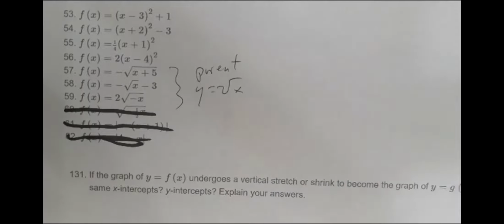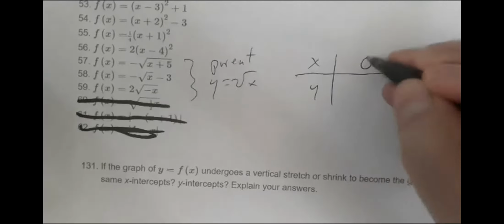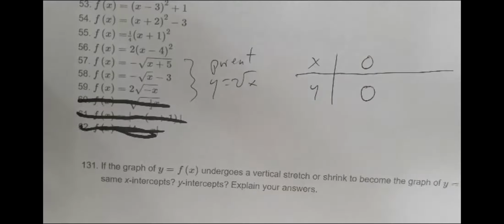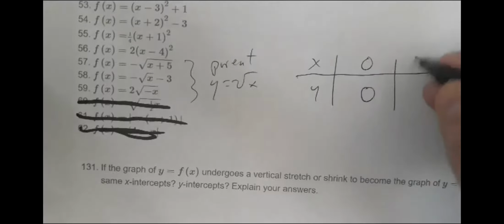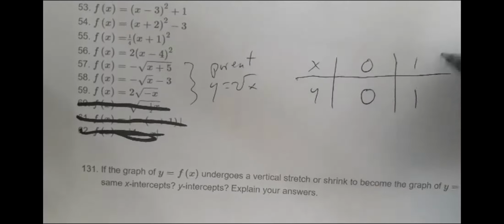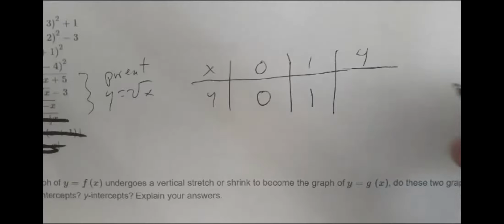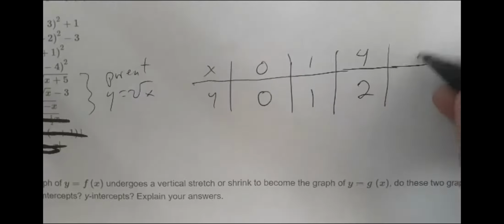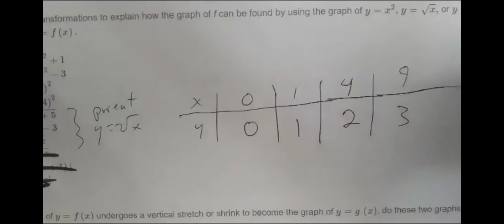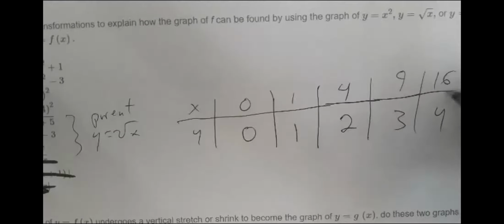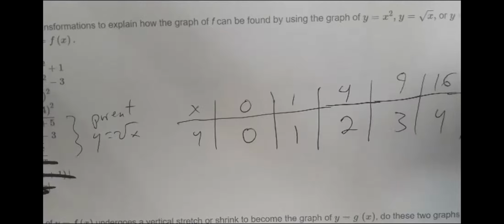We want to think about what this thing looks like. We talked about this earlier, but we got 0. We plug in that. Square root of 0 is 0. We plug in 1. We like to pick really nice numbers that we can do even square roots of. 4 and 2, 9 and 3, 16 and 4, 25.